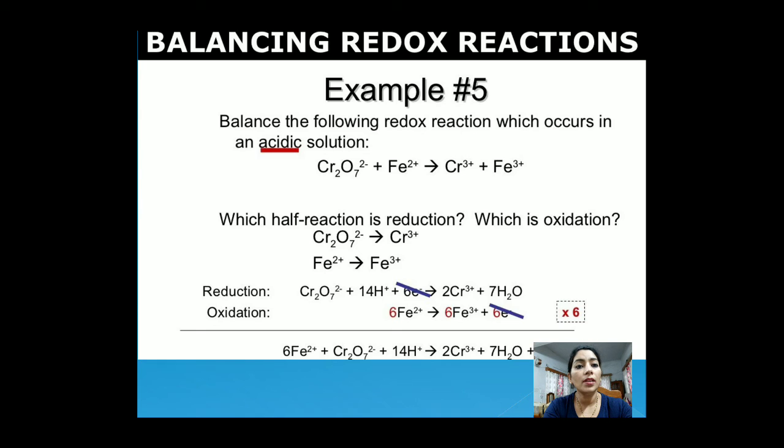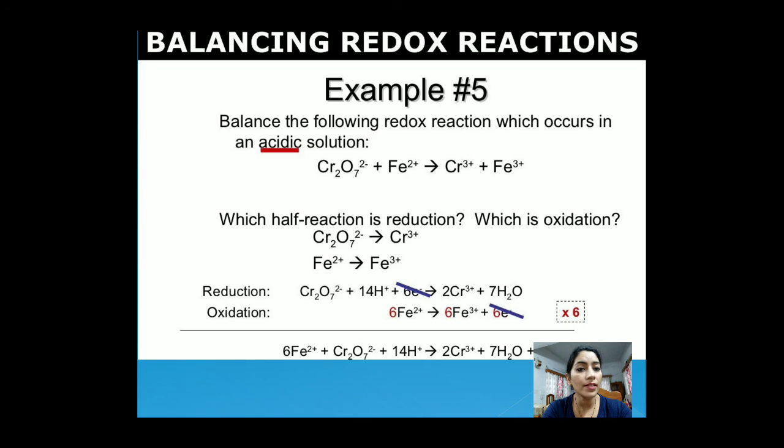Next example: dichromate ion Cr2O7 reacting with iron, giving chromium ion plus iron ion. Which half reaction is reduction and which is oxidation? We have gone through many different reactions. What is oxidation, what is reduction? First, Cr2O7 2- is converted to Cr3+. Now tell me, is this oxidation or reduction?